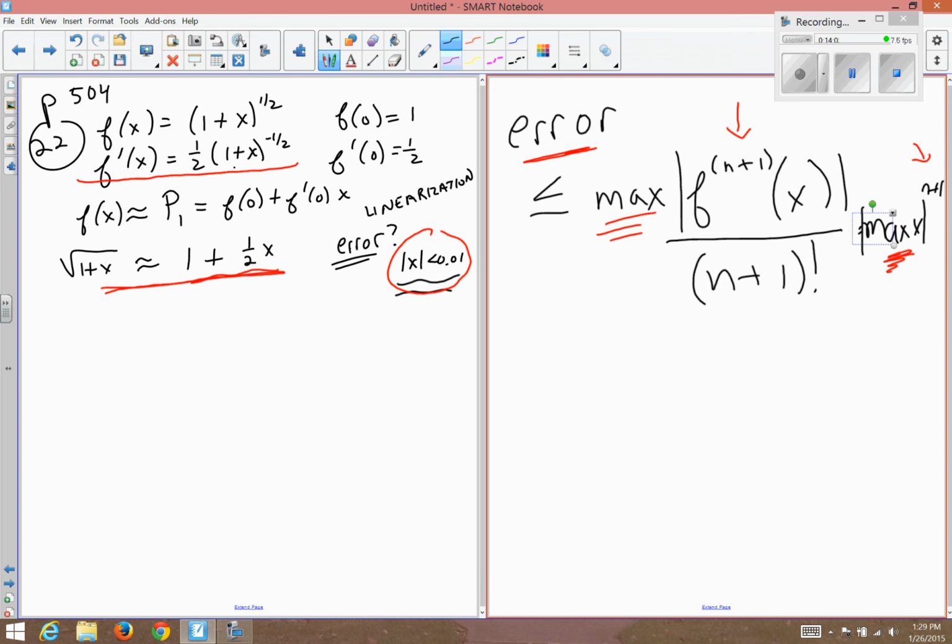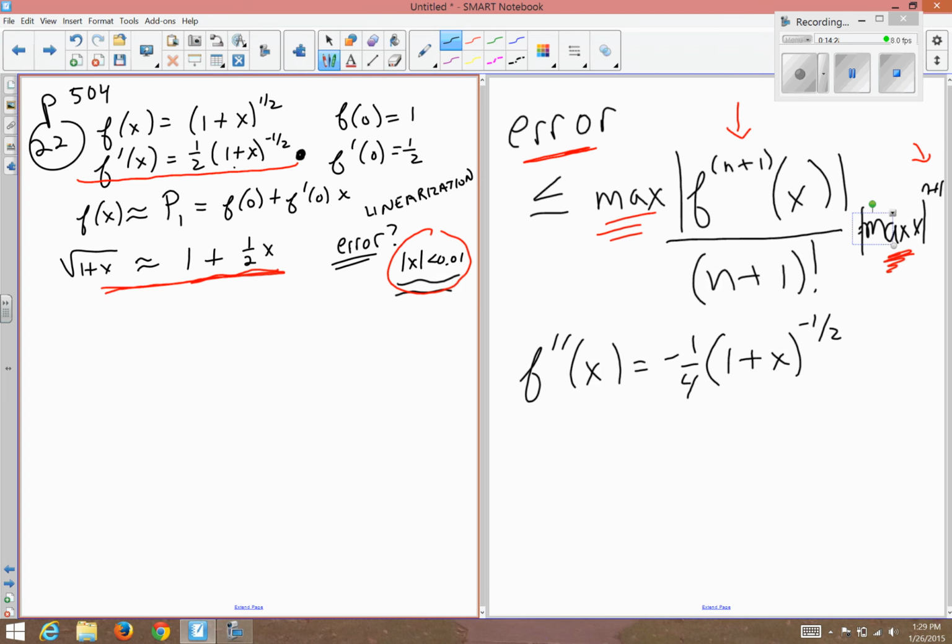All right, so to answer this question, which is estimate the maximum error, we have to find the second derivative. In this problem, the second derivative is negative 1/4 times 1 plus x to the negative 1/2. I'm getting the second derivative from right there is the first derivative. And we actually need the absolute value of that.